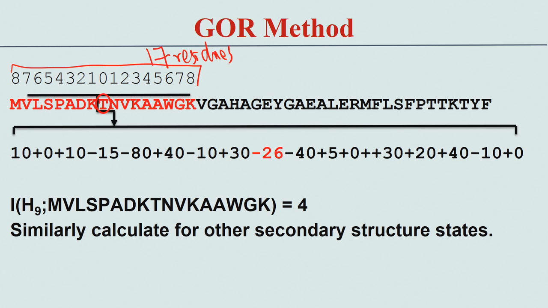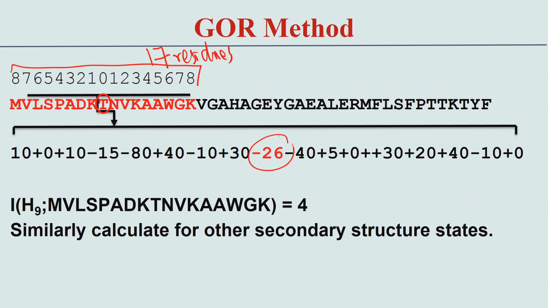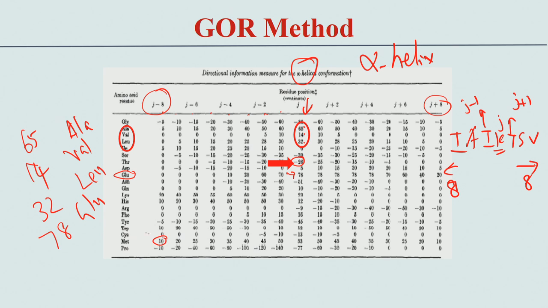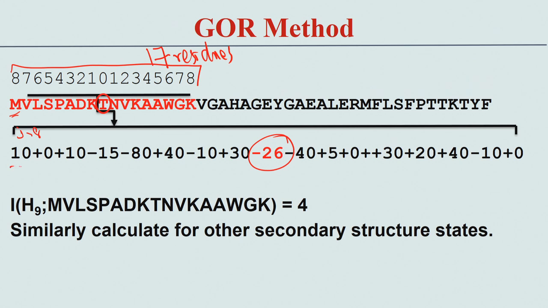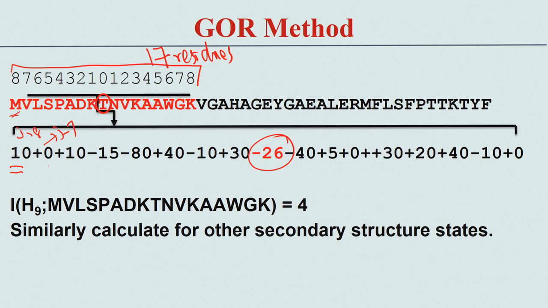And you substitute the values from the table. For example, for alpha helix, if T is the central one, what is the value for threonine? T is here, this is the central value, equal to minus 26, so they put minus 26 here. Then take J minus 8. Which residue is J minus 8? Methionine. So go to methionine, which is here, this J minus 8 is 10, put the value 10. This is J minus 7, and J minus 7 is valine. If you see here, the valine at J minus 7 is equal to 0.